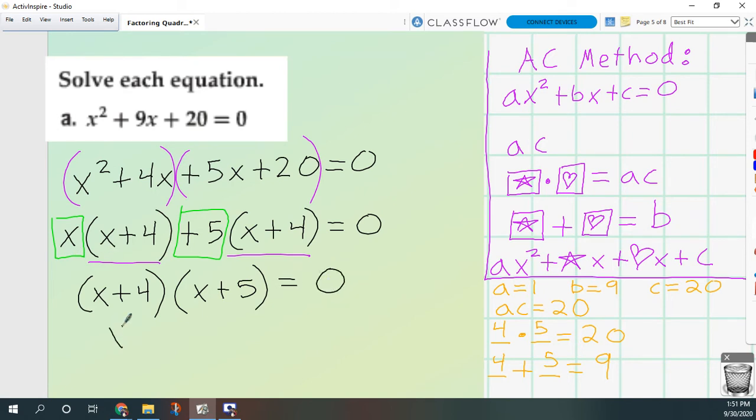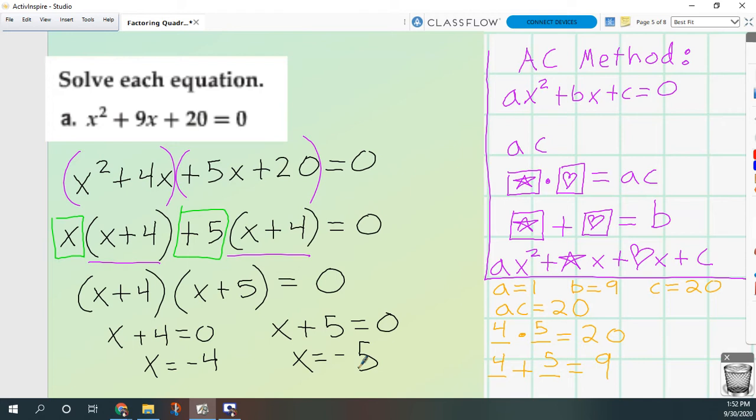Then we can set each of our factors equal to 0, and we get nice, easy linear equations that we should know how to solve. So we get x equals -4 and x equals -5. So we get two solutions.